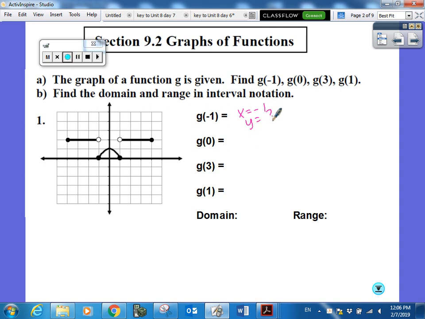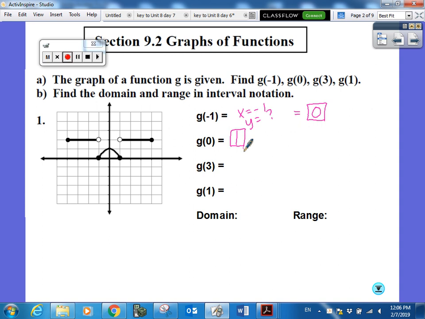What is y? That's what we're looking for. So we go to the graph. Here's where x is negative 1. The y value is 0, so g of negative 1 equals 0. We do the same thing at 0. X is equal to 0. What is y equal to? That value right there, 1.